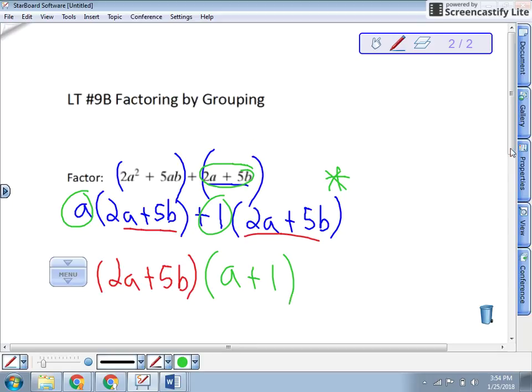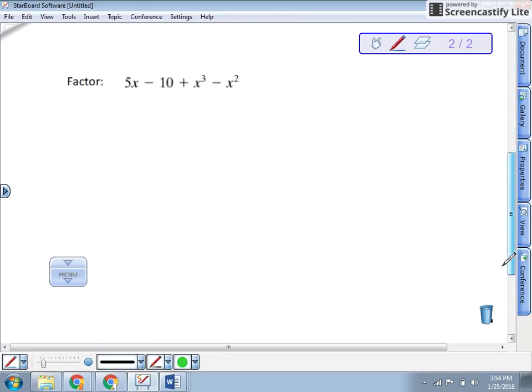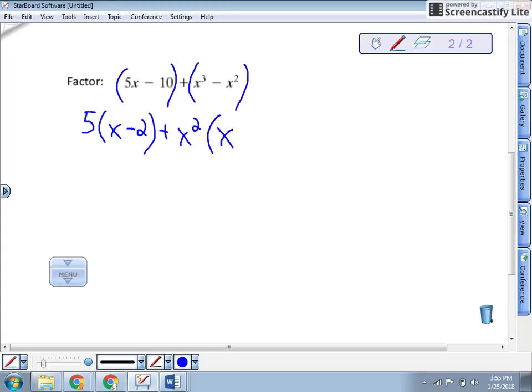Okay, we're going to do one more example. All right, now let's take a look at this one. So we're going to put parentheses. All right, the first one, I got a 5 and a 10, so I can take out a 5. So I'll be left with x minus 2. Now I come over to the next one. I've got an x cubed and an x squared. Well, the smallest exponent is an x squared, so I can do plus x squared. So I'd be left with x minus 1.